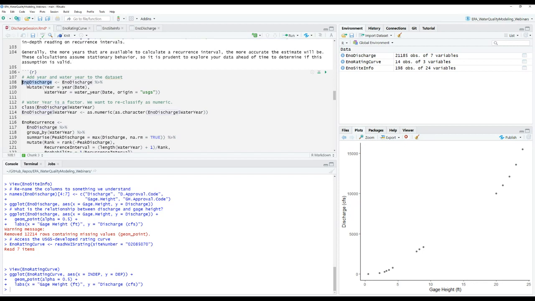Okay, the first thing we will do is add a few columns to our data set. So we're going to create Eno discharge from Eno discharge. This will just be the same object here. We will use the function called mutate. So this will add columns onto our data. And this is the first place where if you don't have a functioning lfstat package, I will show you the workaround because this function called water year is only available from lfstat. So if you don't have that, I'll show you in a moment what to do.